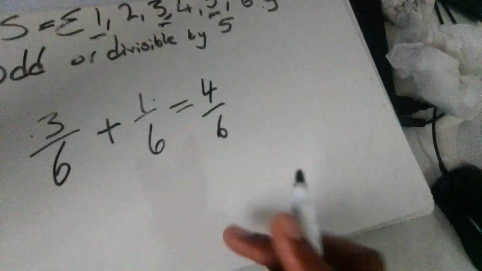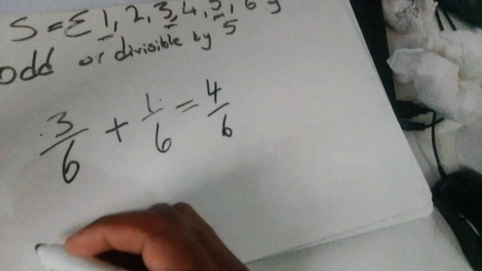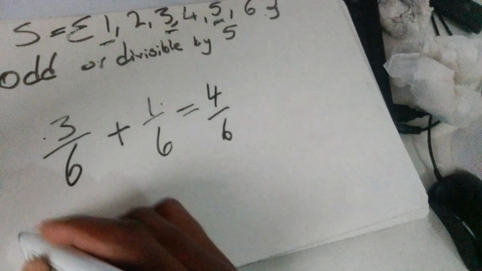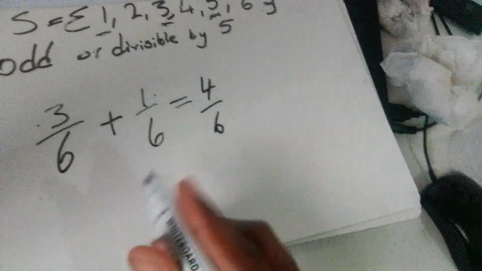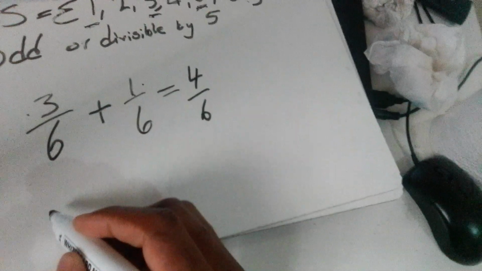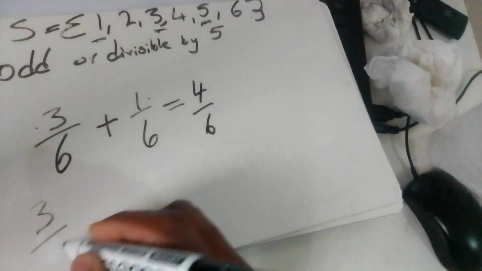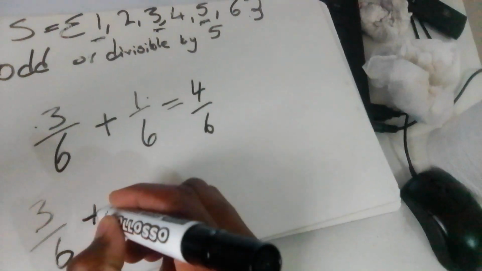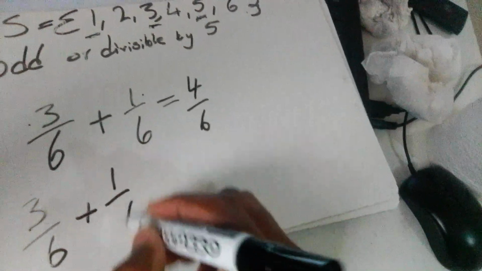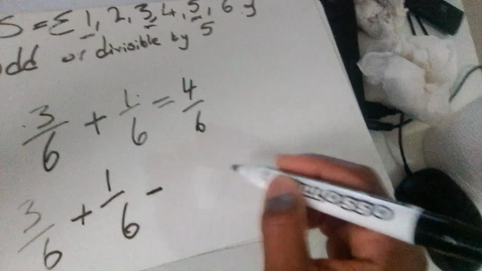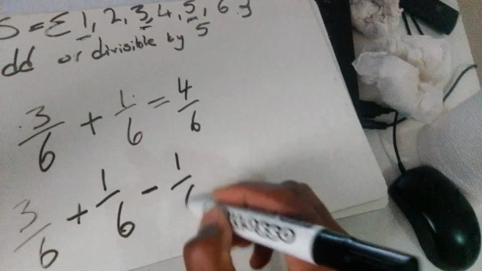For sure you have seen this formula. So you're going to probability. I don't have space, I'll just do the calculations. So it's going to be 3 over 6 plus 1 over 6 minus 1 over 6.